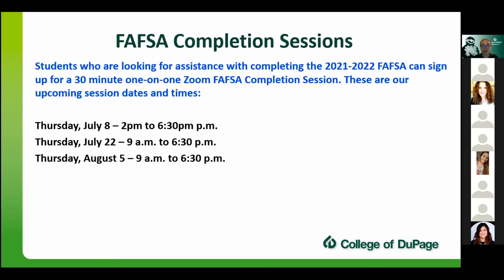So the next session coming up is July 8th, and we have open sessions from 2 p.m. to 6:30 p.m. So basically you would just pick a 30-minute time chunk, and then once you select your time, you'll get an email confirmation, and then you'll also get a follow-up email with the Zoom link. And we do also send out reminders as well, just so that way you don't forget. If you need to reschedule, no worries, just let us know. Or if you think that you might need to schedule an additional session if you're not done, again, no worries.